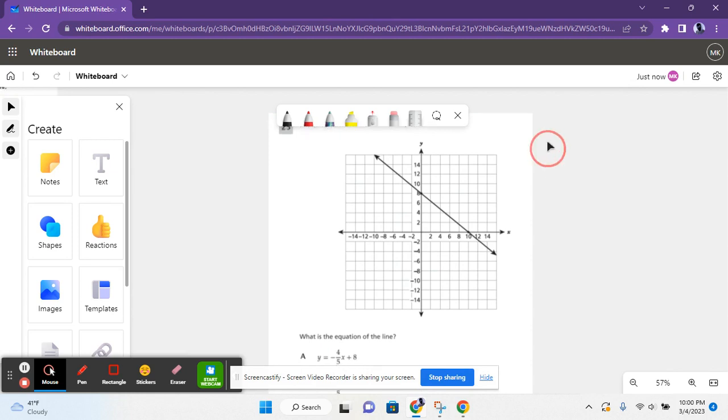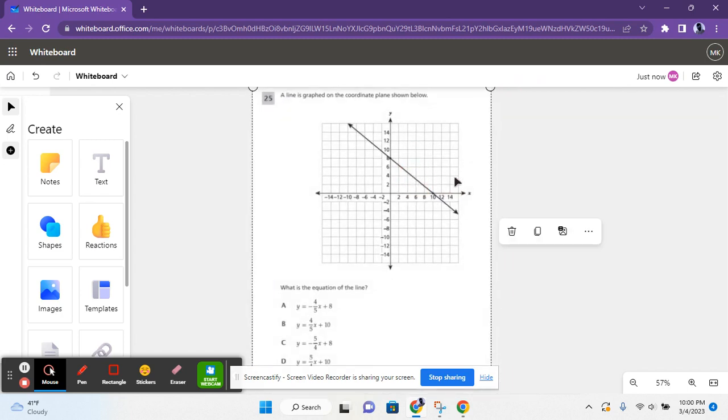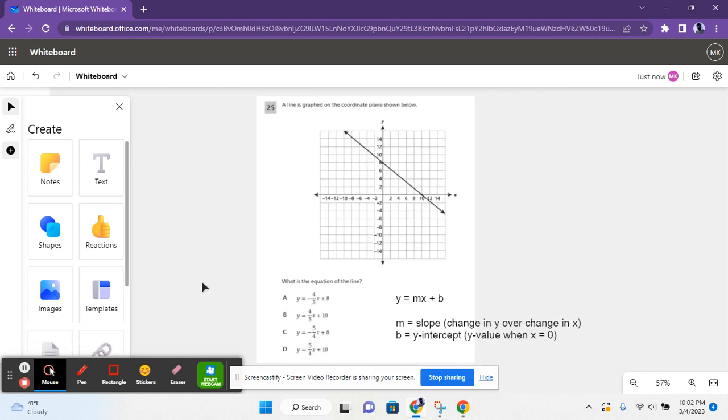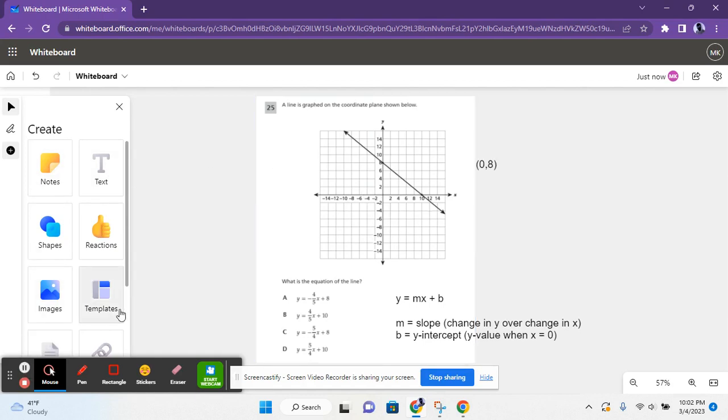For our last question, question 25, it says a line is graphed on the coordinate plane shown below. What is the equation of the line? So here, all of the answer choices are written in slope-intercept form, which is y equals mx plus b. So m is the slope, which is the change in y over the change in x, and b is the y-intercept, which is the y value when x equals 0. So using that, you can do one of the points. And one of the points is 0, 8. So on the graph, 0, 8 is a point on the line, which means that 8 is the y-intercept.